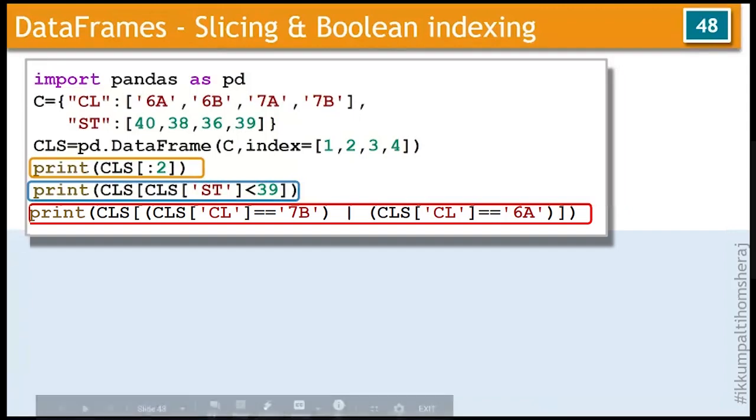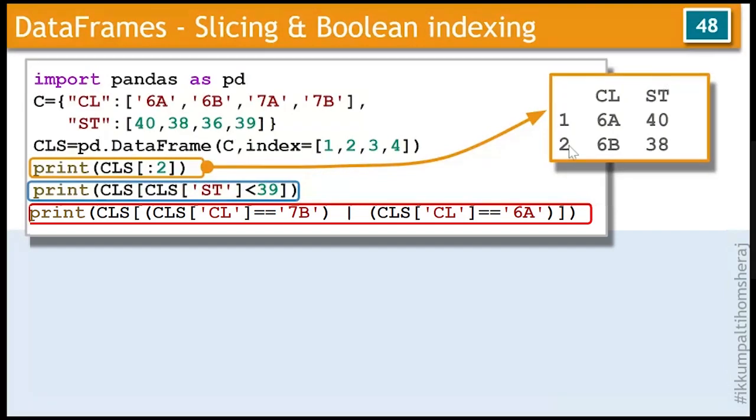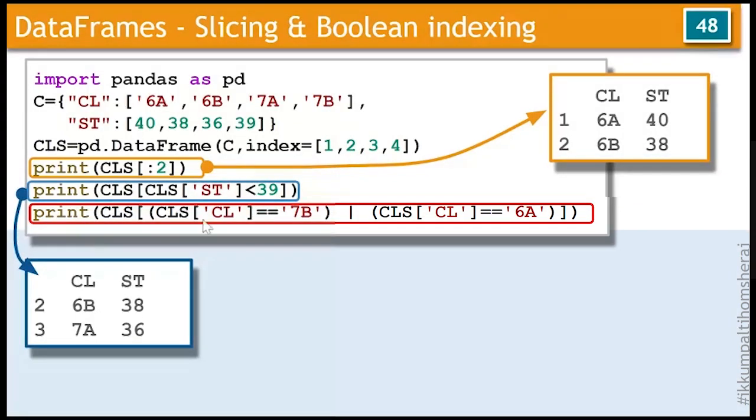This is another example. Let's assume we have class 6A, 6B, 7A, 7B, and the strengths are these, and the indexes are 1, 2, 3, 4. We want to see the first two rows. So if I say cls colon 2, it is going to be displayed as before, the first 2 rows will be displayed. Second one is all the places wherever the strength is less than 39. So less than 39 is going to be 38 and 36.